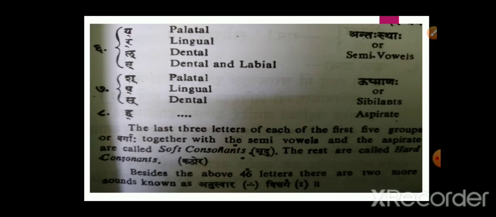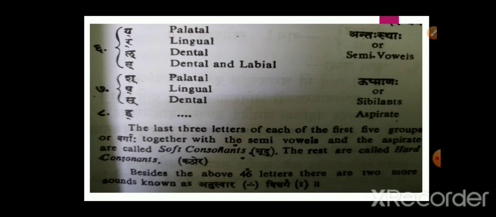So what are these semi-vowels? They are 4 in number. They are Ya, Ra, La, Va. All these 4 are semi-vowels, and each letter comes under a different group. We have already seen the first 5 groups, right? Palatal, lingual, dental, all those things. So now in semi-vowels, each letter comes under a different group.